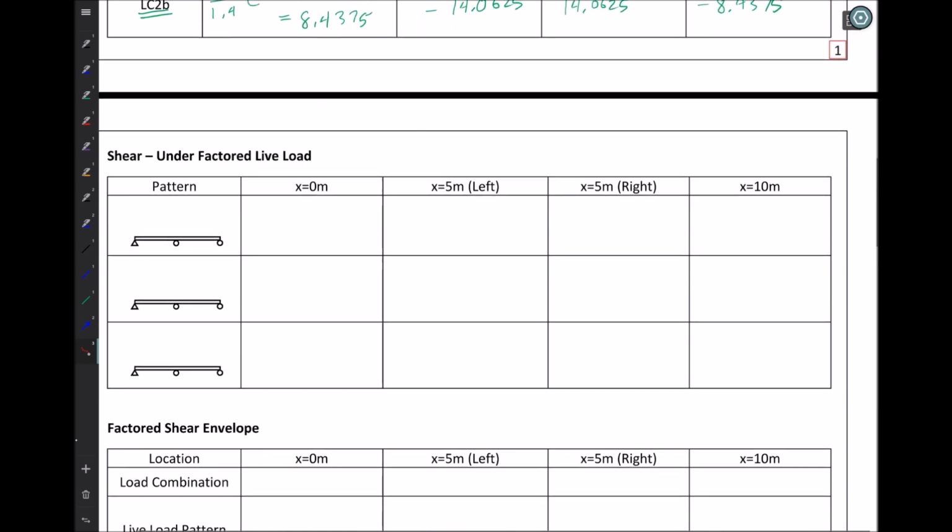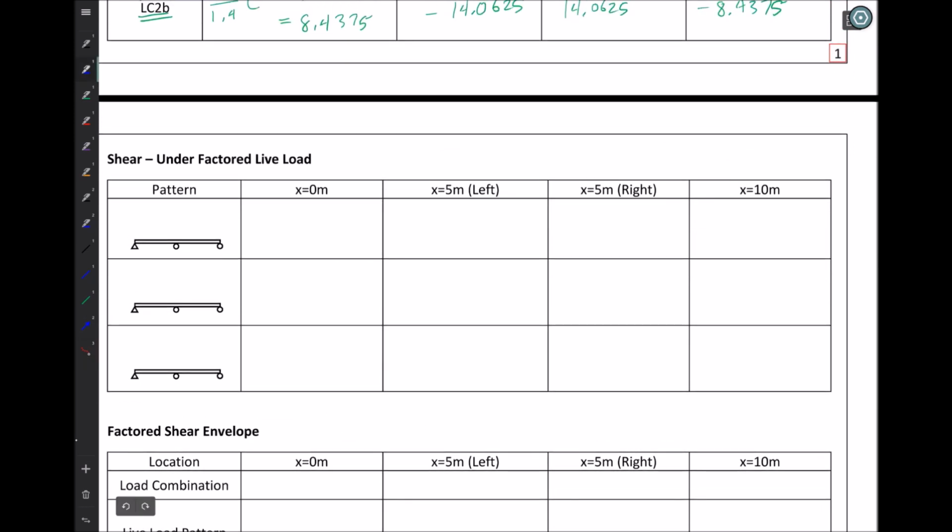So let's go and look at how we compute the magnitudes of that here. First, I'm going to start with the shear under factored live load for the pattern of loading the full beam with 1.5 WL. And so this would be WL factored. And now below that, I'm going to load just the left-hand span of this with WL factored equal to 1.5 WL. And then here I'll load the right span of it with WL factored equal to 1.5 live load. So let's work our way through that.